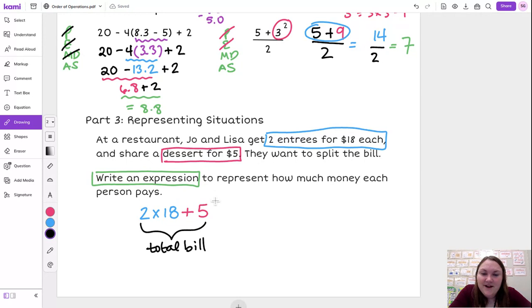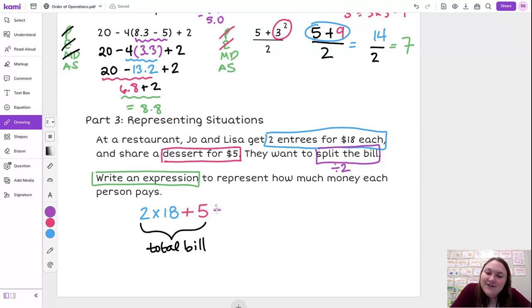For my final part, I want them to split the bill. And we saw these words yesterday. Split the bill means they're sharing the cost. It means we want to divide the bill by the 2 people. So that means I want to take my total bill and divide it by 2.